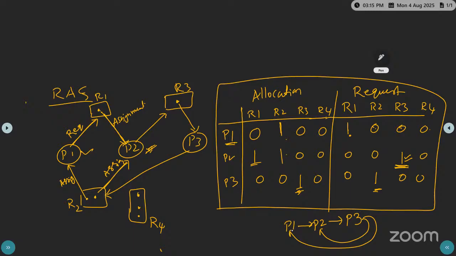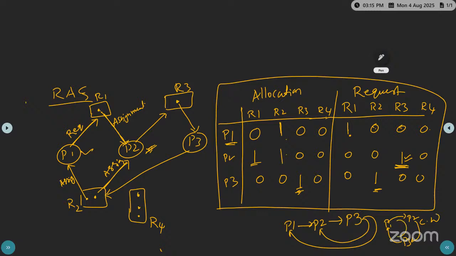P3 depends on P1 as well as P2. If any one is completed, no issue. Then P1 depends on P2, P2 depends on P3, and P3 depends on P1. What happens? This is called circular wait. Waiting is in circular fashion: 1 is depending on 2, 2 is depending on 3, and 3 depends again on 1. This is called circular wait.